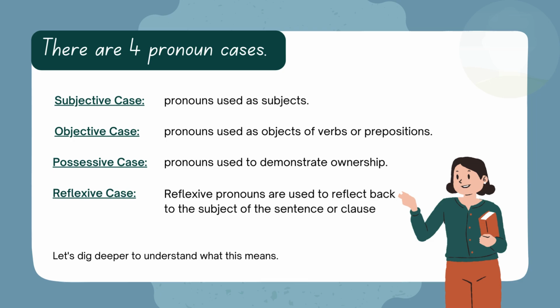And the reflexive pronouns are used to talk about ourselves in the sentence when you want to refer to yourself, or in a case where the subject of the sentence and the object are the same person. Reflexive pronouns are your go-to pronouns. So let's dig a bit deeper and understand what all of this means. Let's see examples, and of course there's an activity at the end.